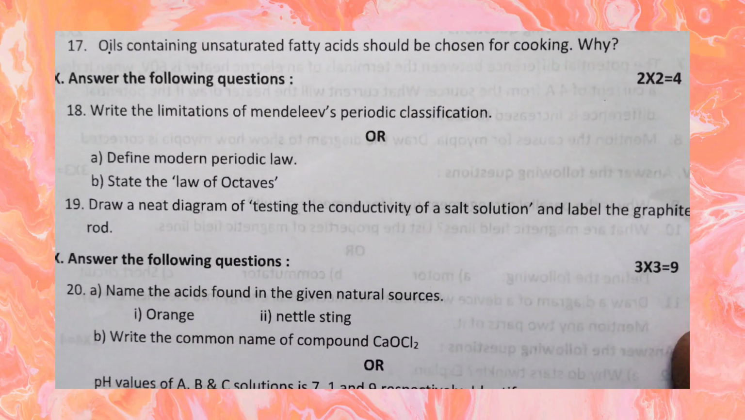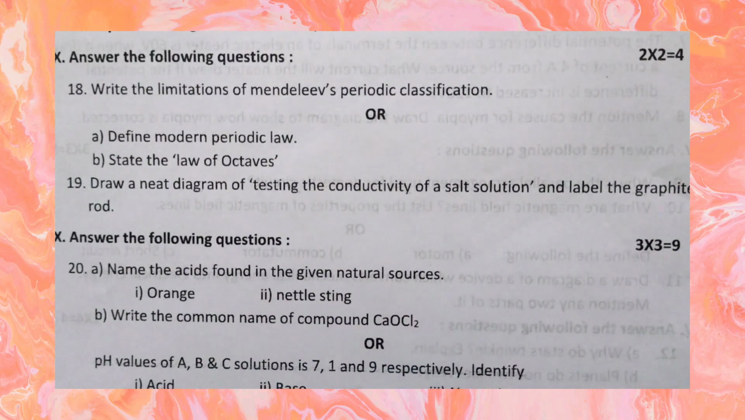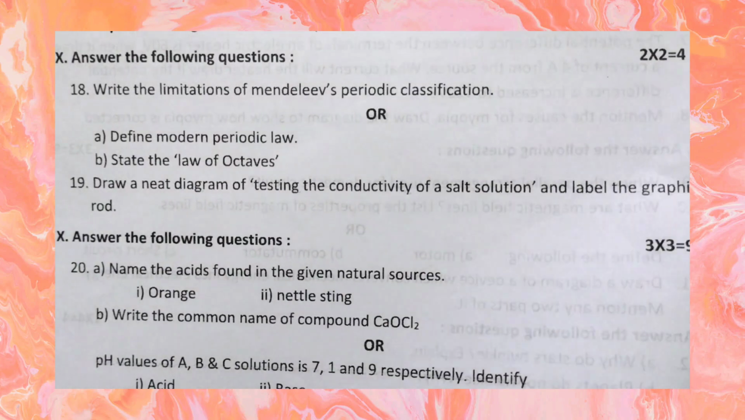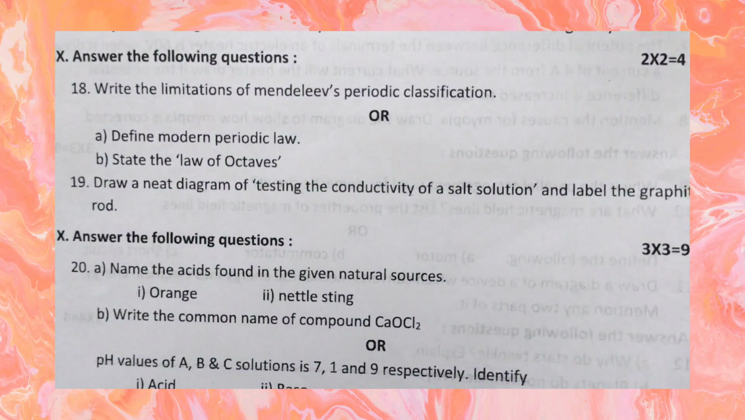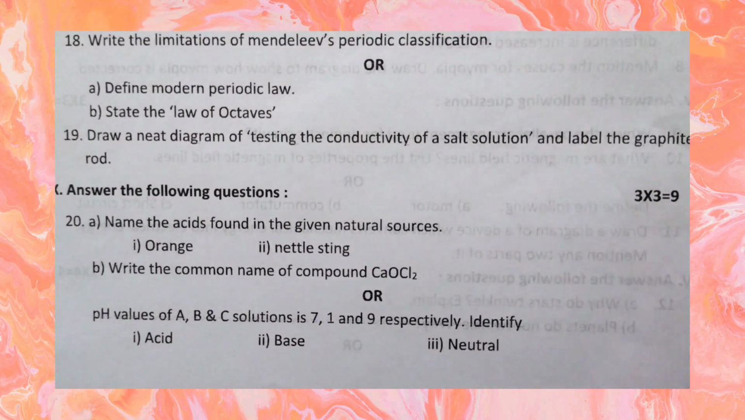Then coming to 20th question, name the acid found in the given natural sources, orange and nettle sting. In that one only one more question is there. Write the common name of compound CaOCl2. So let us answer both the questions. For that one again one internal choice question is there. So let us answer all the three questions now.